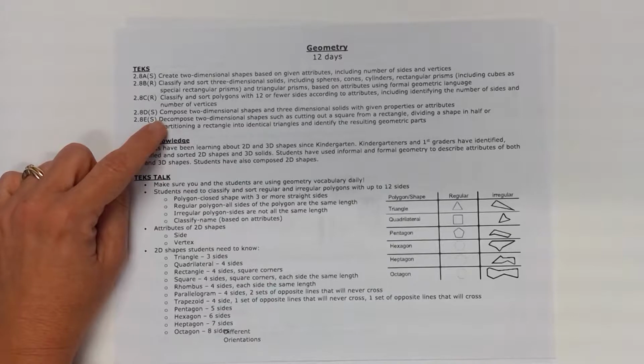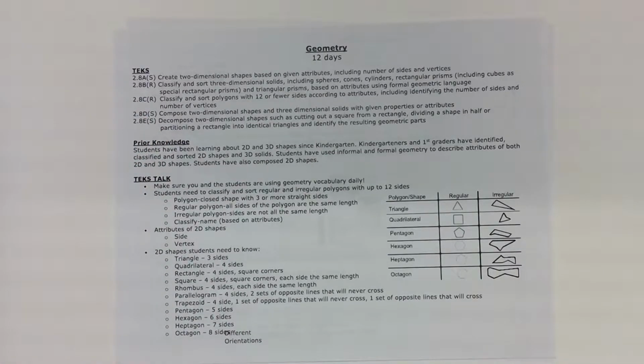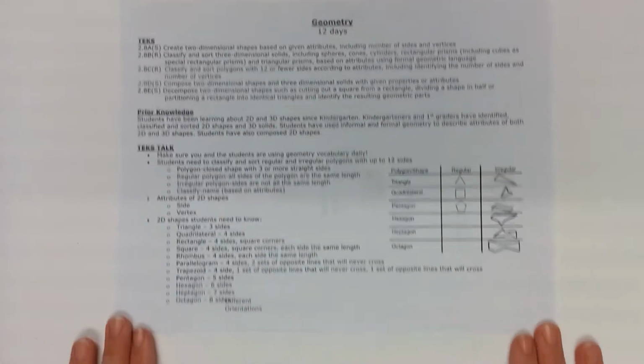They need to compose. When they compose, they're creating a shape from other shapes, and then they have to decompose, and they're breaking apart those shapes into other shapes. So we're going to start out with the first TEK, with the students having to work with two-dimensional shapes. We'll focus all this beginning part on two-dimensional, and the end of the video will be on three-dimensional shapes. So students start out by having to create two-dimensional shapes.